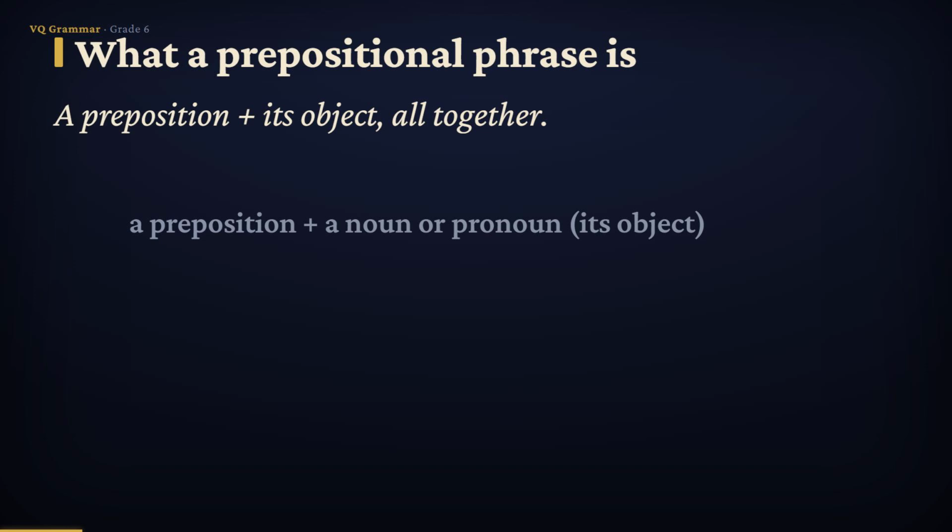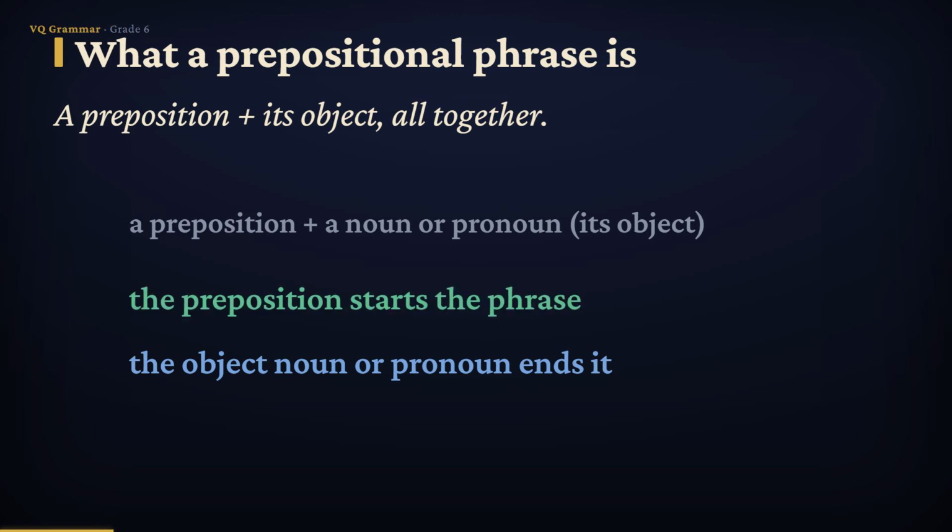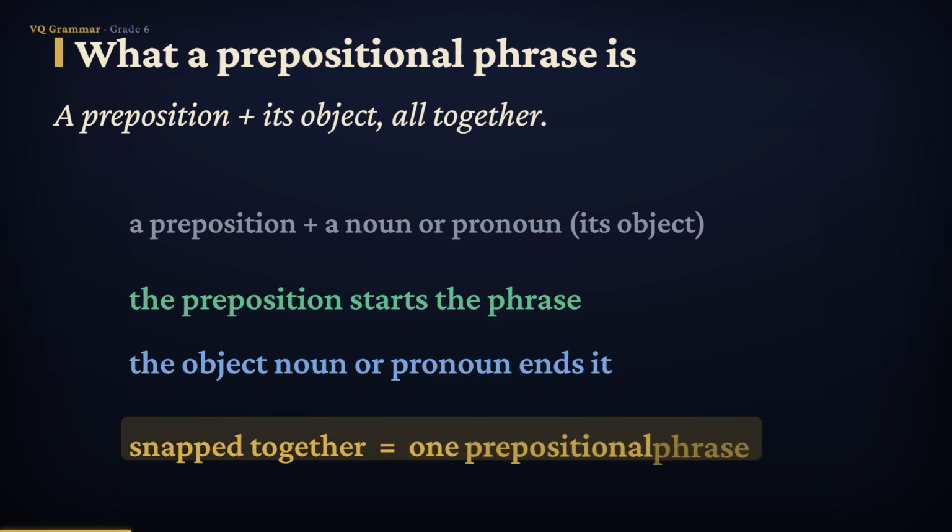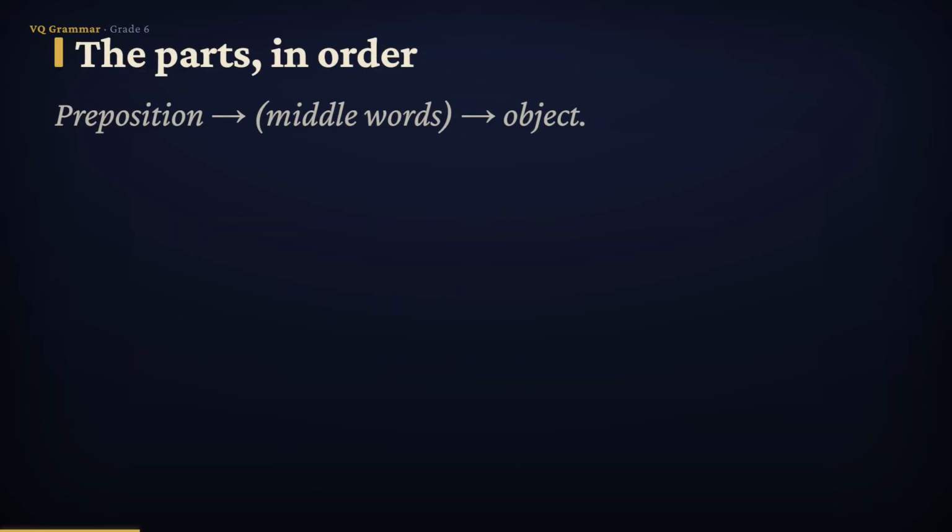It's a small group of words that begins with a preposition and ends with a noun or a pronoun. That noun or pronoun at the end has a special name. We call it the object of the preposition. So, the preposition starts the phrase, and the object noun or pronoun ends it. Snap those two ideas together, and you've got one prepositional phrase. Simple as that.